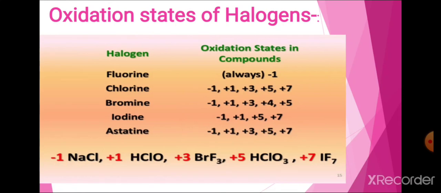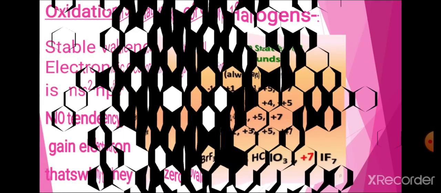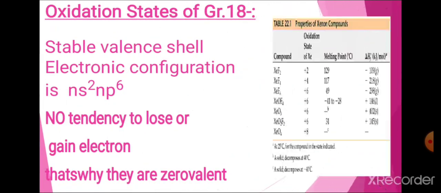Then next to this is oxidation states of group 18 elements. They have stable electronic configuration ns2np6 with completely filled orbitals. They have no tendency to lose or to gain electrons. That's why they are zero valent and mostly exist as monoatomic gases.